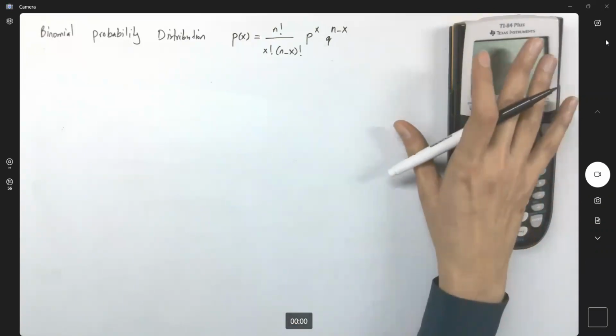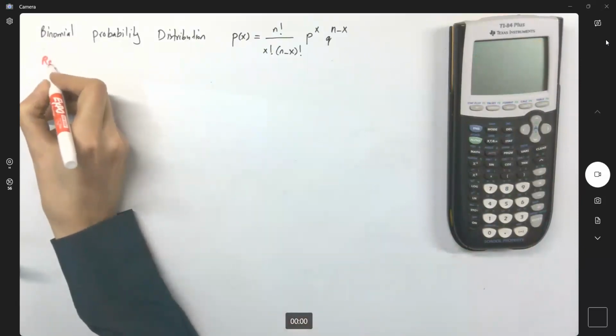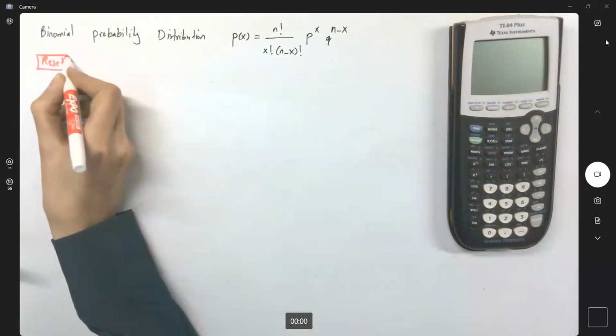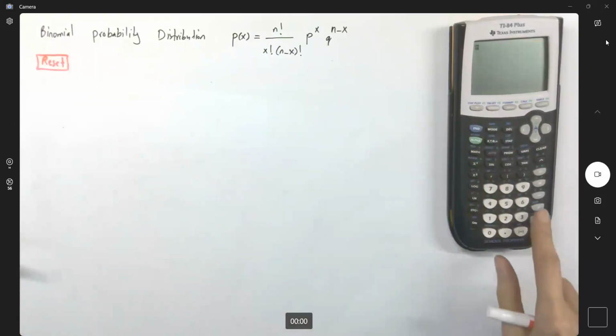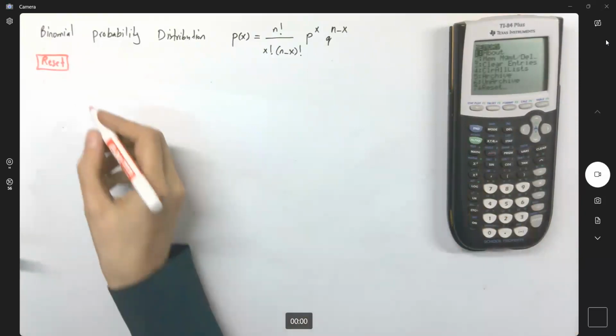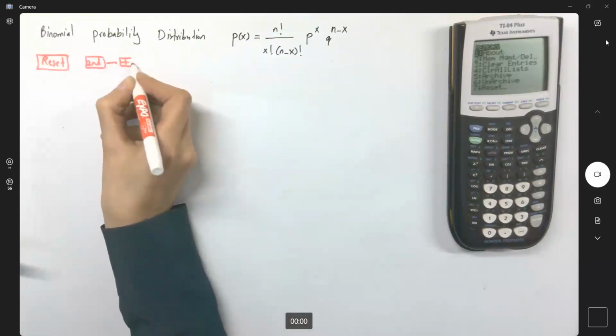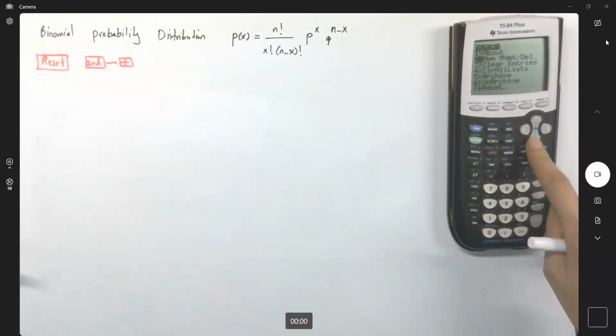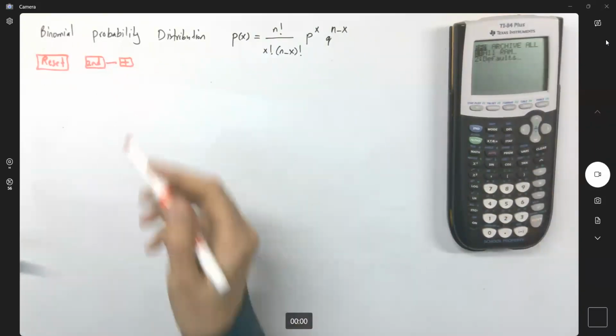Before using the calculator, reset your calculator. Turn on your calculator, click on second plus. So second and plus. Find reset. My reset is on 7. Enter.